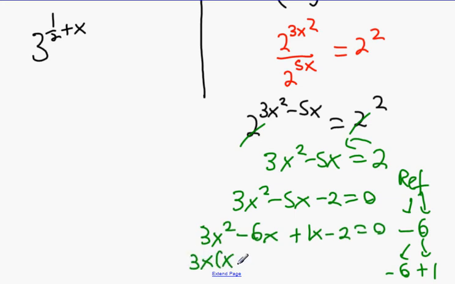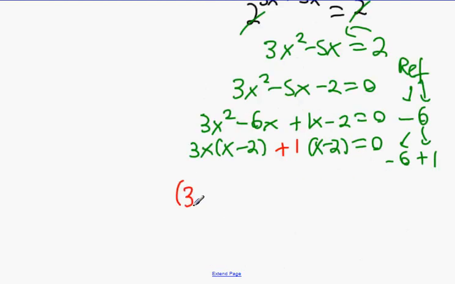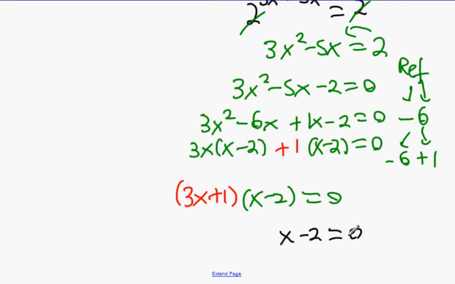3x factorizes into x minus 2. The second bracket by default also has to be x minus 2. What number goes in here? Plus 1. Finally, 3x plus 1 is the first bracket, and the second bracket is x minus 2. All this equals 0. x minus 2 equals 0, bring over the 2, x equals 2. 3x plus 1 equals 0.